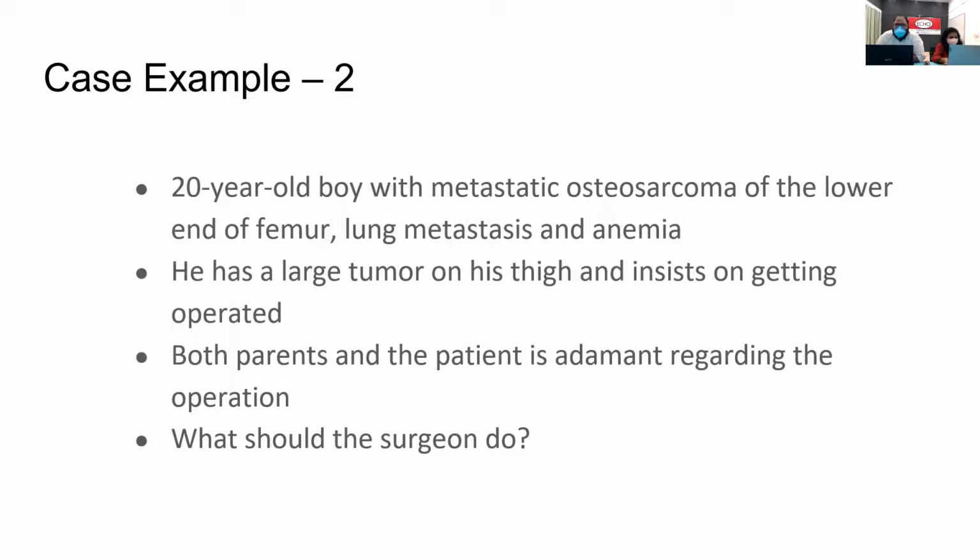So he has a metastatic osteosarcoma, a very advanced disease with lung mets, and also there's anemia. And he insists on getting the large tumor on the thigh removed surgically. And the patient and the family are adamant on the decision and they want the surgeon to remove the tumor.